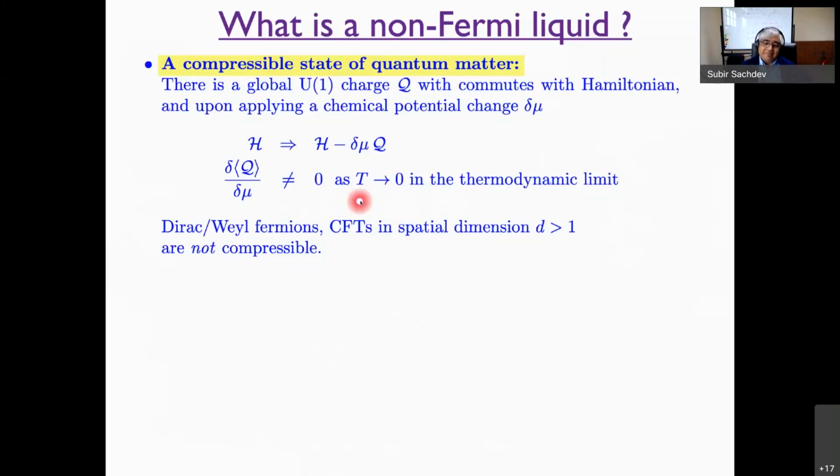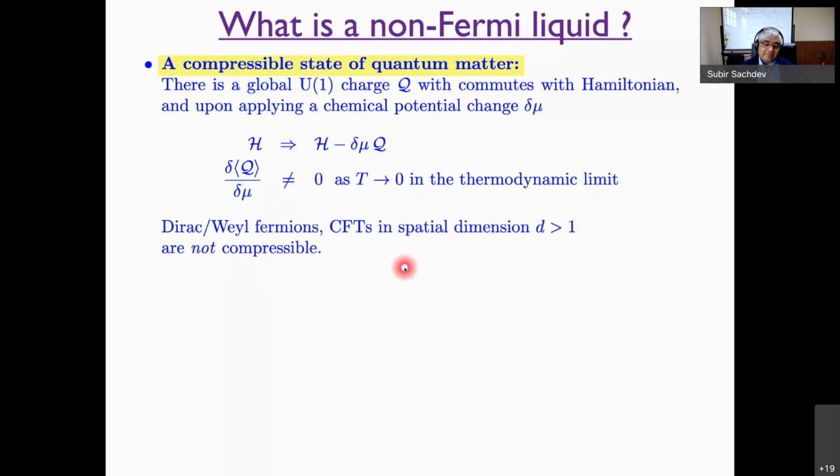Now, I'm willing to be at slightly non-zero temperature because what could often happen is the system goes superconducting or something at very, very low temperatures. I won't be worried about such fine points. But I should note that Dirac fermions, Weyl fermions, and conformal field theories in higher dimensions are not compressible by this definition, because the density of states at the Fermi level vanishes as you approach the Fermi level in those cases.